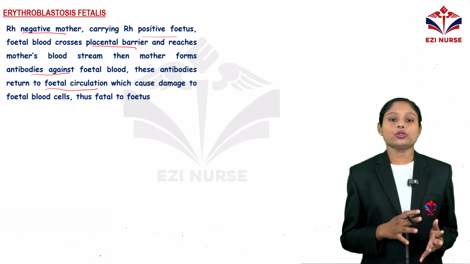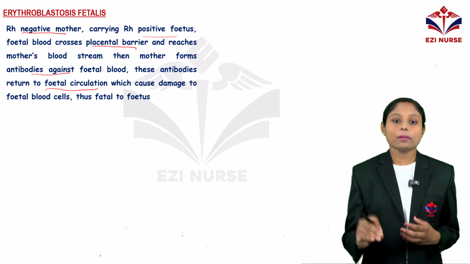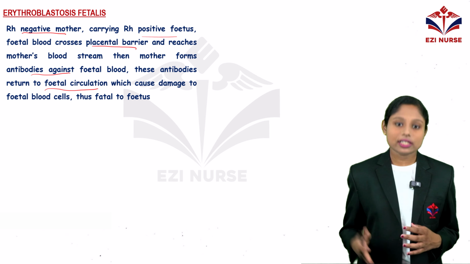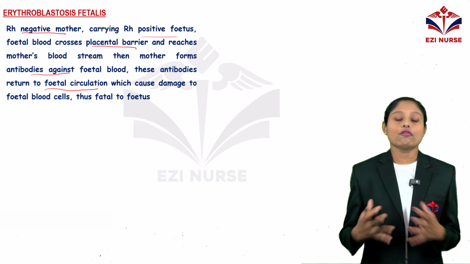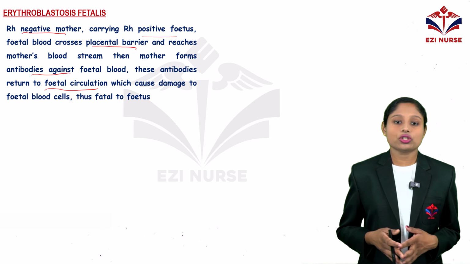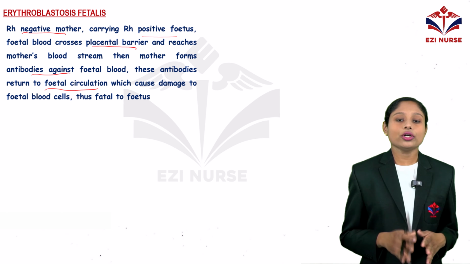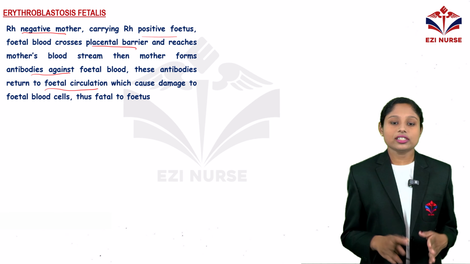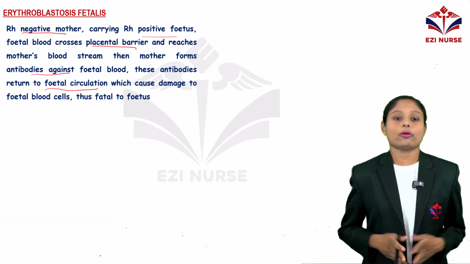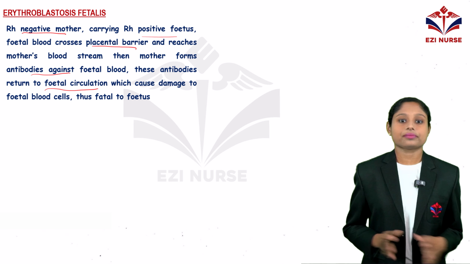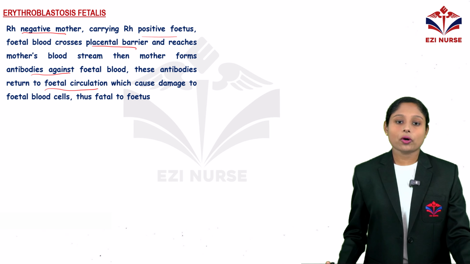So, the Rh positive baby's blood cells will cross the placenta and enter the mother's bloodstream. The antibodies in the mother's body start to form against this Rh positive blood group. That is going to return back into the fetus and damage the fetal blood cells. That condition is called erythroblastosis fetalis. Yes, it's a very important question.